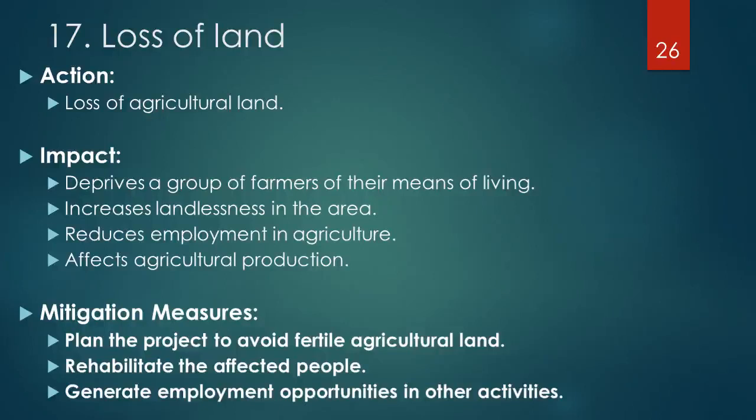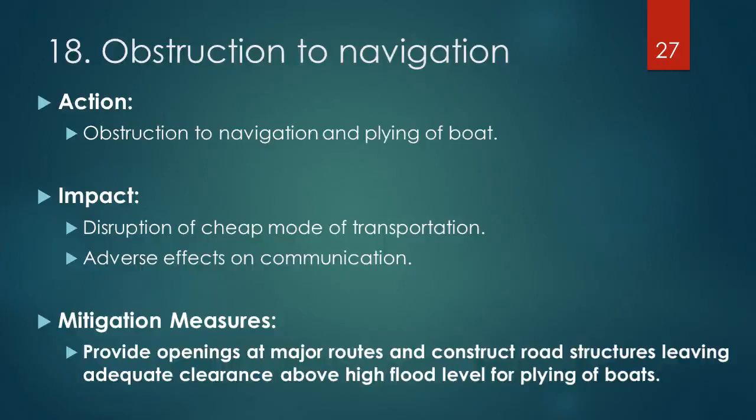Loss of land. The action is loss of agricultural land, and the impact deprives a group of farmers of their means of living, increases landlessness in the area, and reduces employment in agriculture, which affects agricultural production. Mitigation measures: the project should avoid fertile agricultural land, rehabilitate the affected people, and generate employment opportunities in other activities.